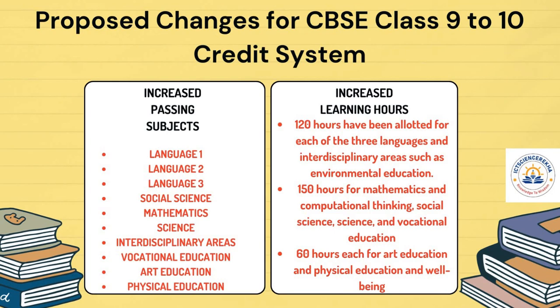Specifically, 120 hours have been allotted for each of the three languages and interdisciplinary areas such as environmental education, 150 hours for mathematics and computational thinking, social science, science and vocational education, and 60 hours each for art education and physical education and well-being. Students passing in class 9th and 10th with 10 subjects will be awarded 40 credits.